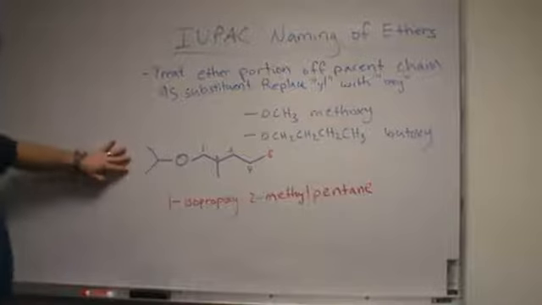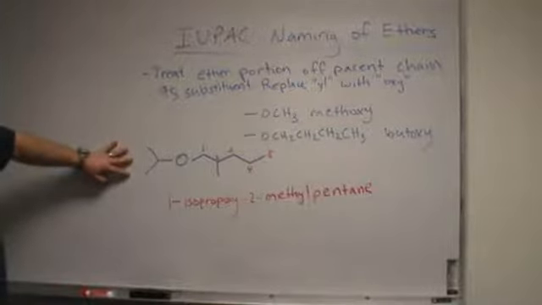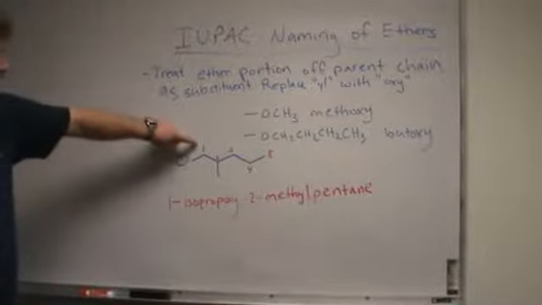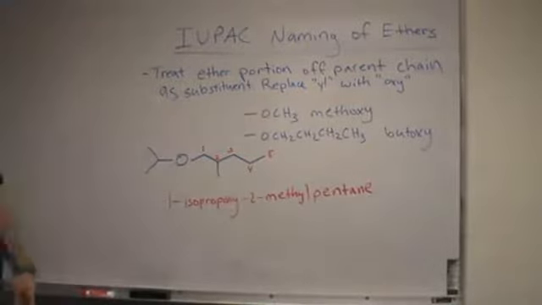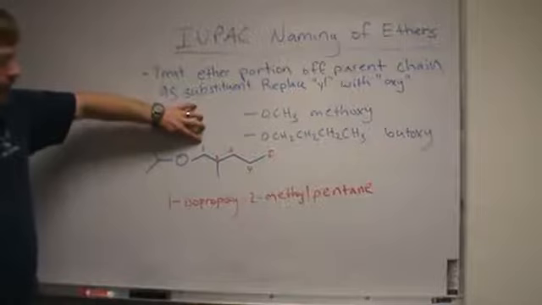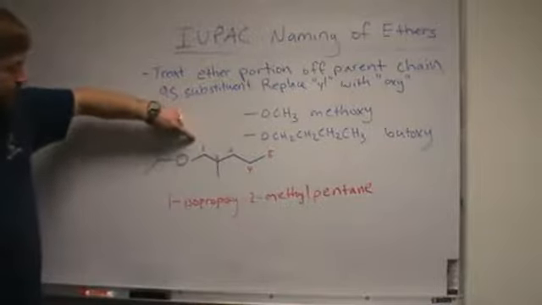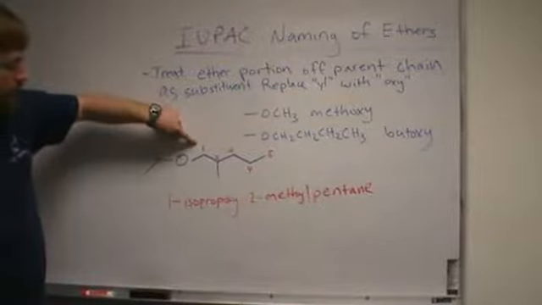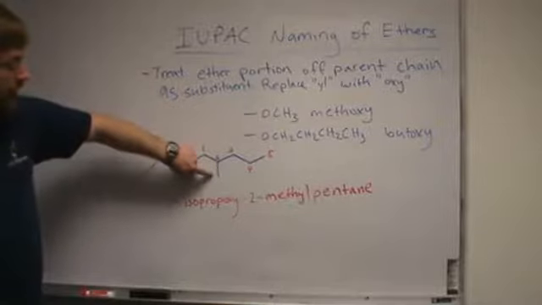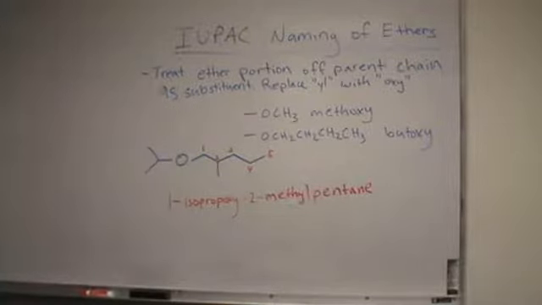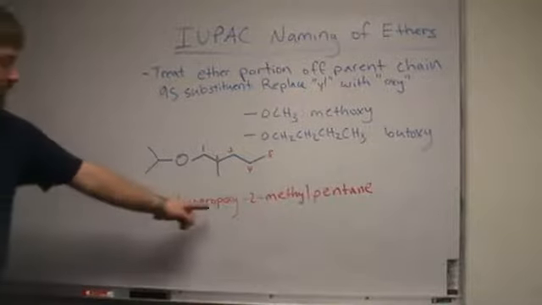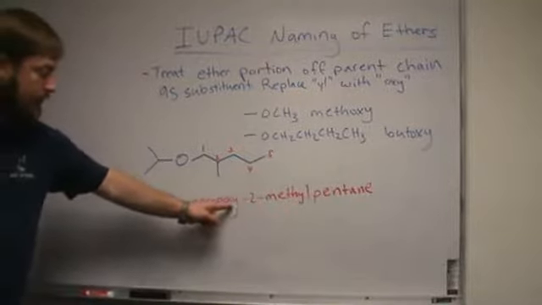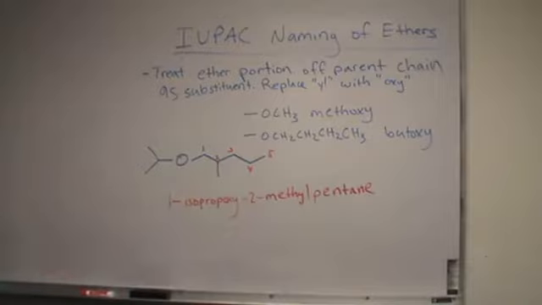So here's an example. I've numbered my longest carbon chain here: 1, 2, 3, 4, 5. I started here at carbon number 1 instead of here because my first substituent is the ether portion on carbon number 1, then at 2 I have a methyl group. So if we put it all together, it's 1-isopropoxy. So instead of isopropyl, I did isopropoxy, 2-methylpentane.